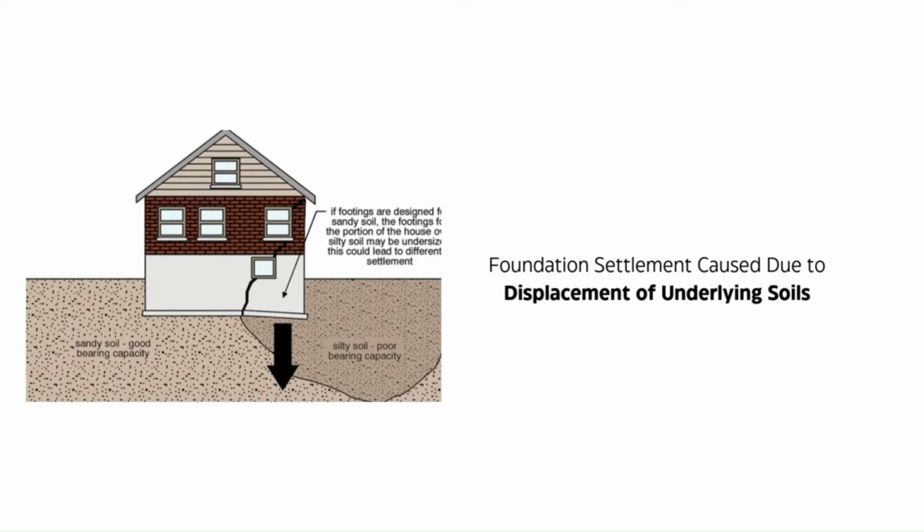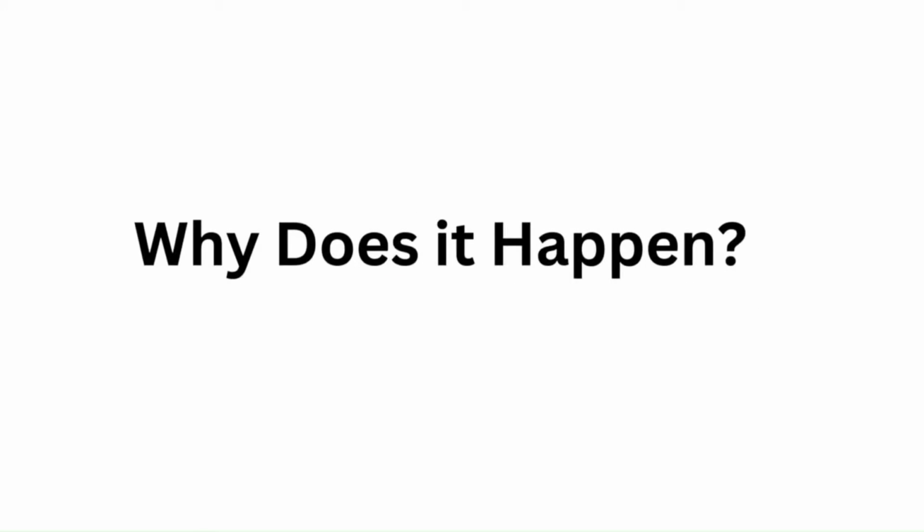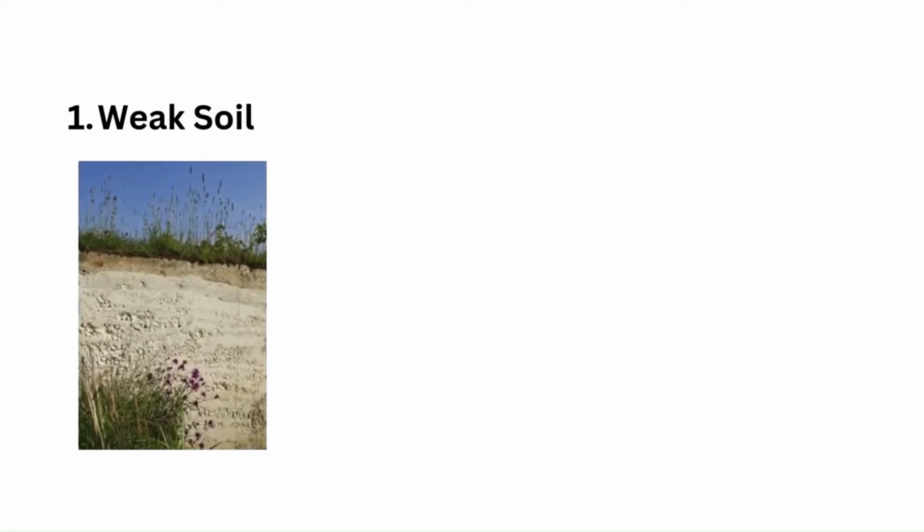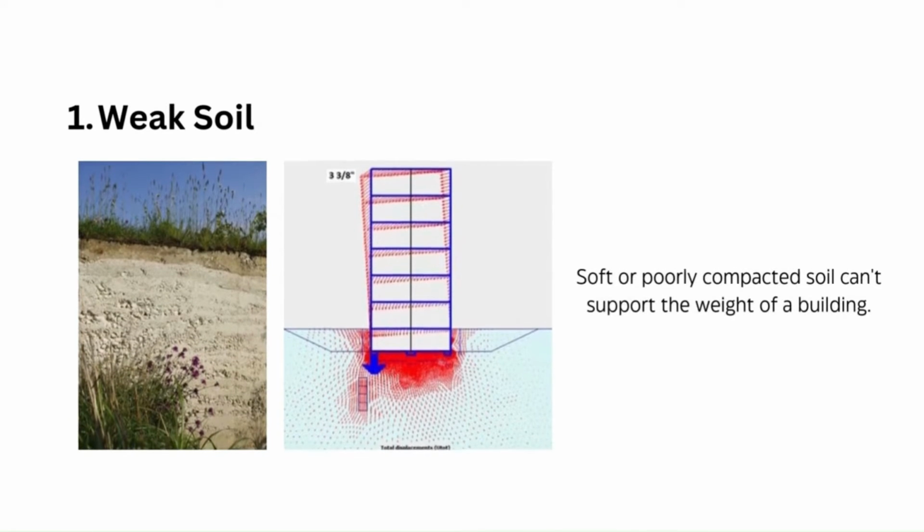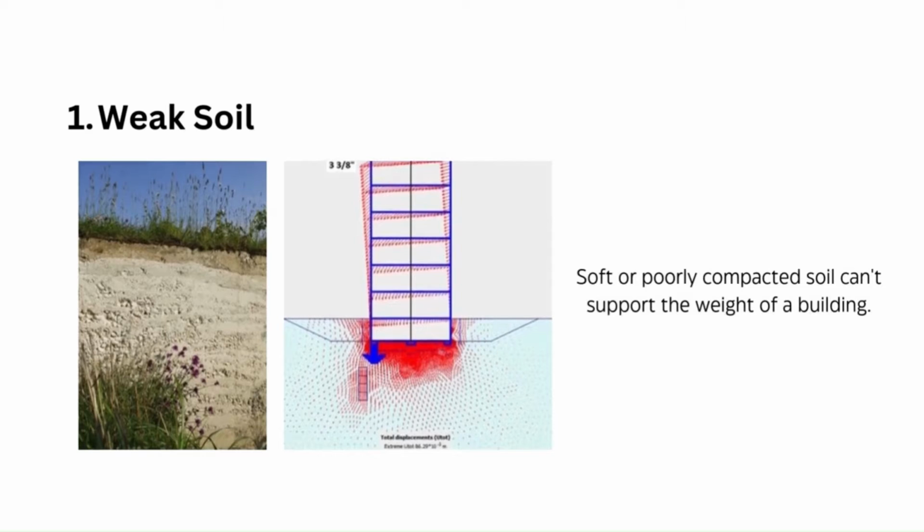Why does foundation settlement occur? There are two main reasons behind this. 1. Weak soil. If the soil beneath a building is soft, poorly compacted, or unable to support the building's weight, it can cause the foundation to settle. This is why it is very important to assess the soil's bearing capacity before construction. As we know, bearing capacity is a soil's ability to withstand the load of the building.